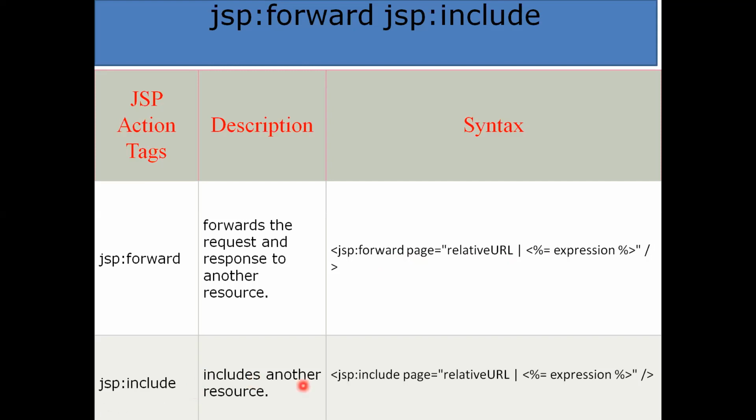The syntax is the same as JSP forward. The only change is that instead of JSP forward it will be JSP include, and the page attribute takes a relative URL specifying which page you want to include. It might be any JSP file or servlet class, or any class file you can include as the relative URL.